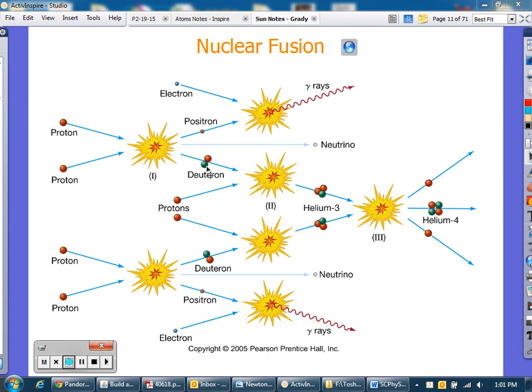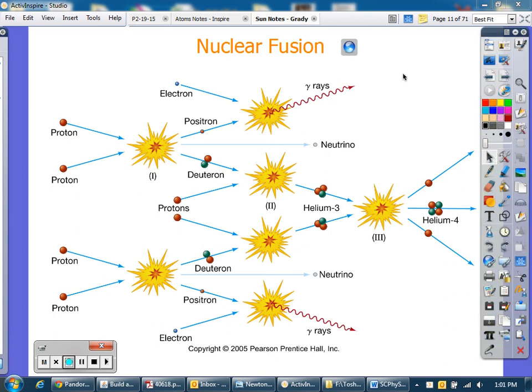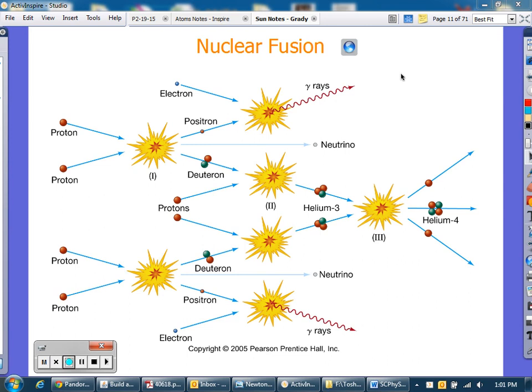Well, it doesn't work as easy as that. When this collision occurs, a positron is shot out, and a positron is antimatter. And when positrons react with regular matter, which in this case is an electron, it'll create a violent explosion called a gamma ray. And this is how the sun produces gammas. This will exit the sun, exit the core region, and be gone.